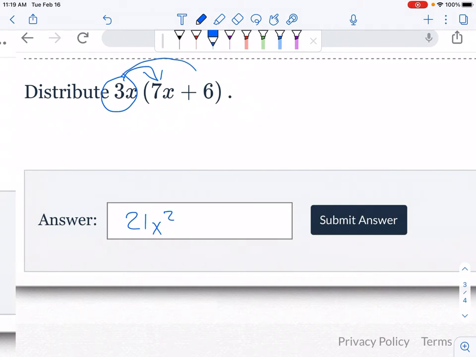And then I'm doing 3x times 6. And 3 times 6 is 18, positive 18. And then I'm just going to leave this x attached because it wasn't being raised by anything over here. We just had one of them, x to the first. So it stays x to the first.